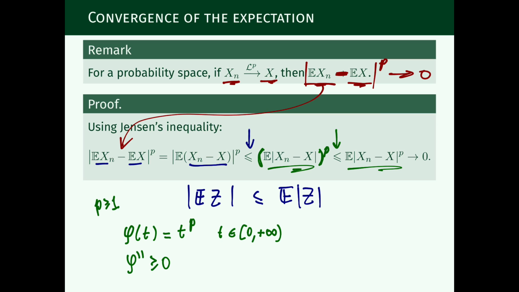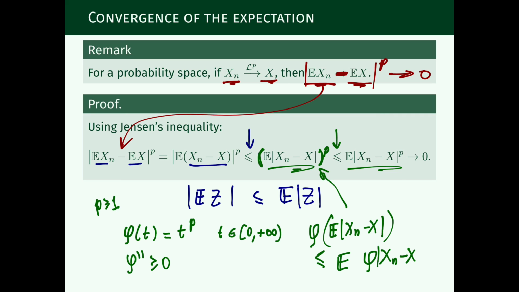So now we can say that phi of the expectation of Xn minus X, which is what is written here, is bounded from above by the expectation of phi of Xn minus X. And what is phi? Phi is to the power p. So this term here is really the same as this one, and this term here really is the same as this one, which justifies this inequality. And this tends to 0.